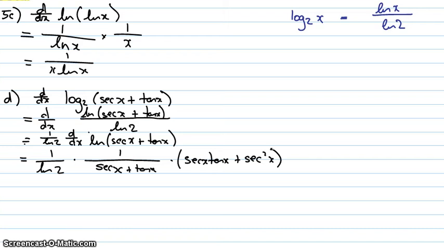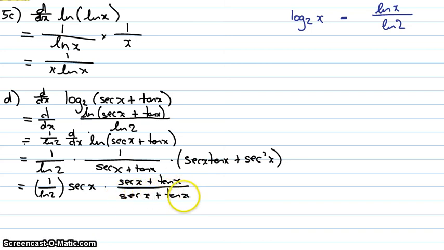Okay, so what can we do next? Actually, if you look at this, you see you've got secant as a common factor here. So this is 1 over ln 2. We'll factorize out one of the sec x's, and then we get, on the top line, sec x + tan x, and on the bottom line, we get sec x + tan x. You can see that these just cancel away, and you're just left with 1 over ln 2 times sec x.